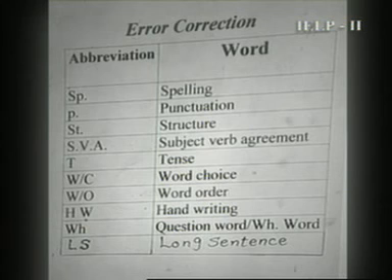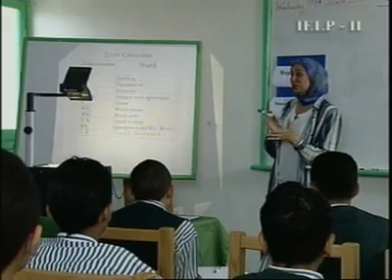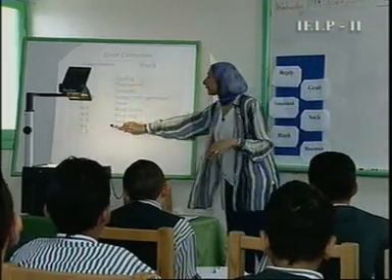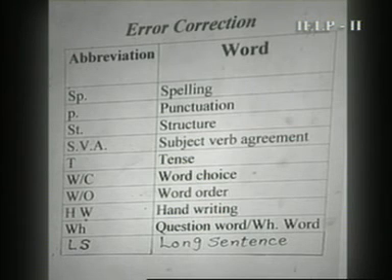WC? All right, WO? Yes, we should pay attention to the word order. HW? Handwriting. WW? Wrong words. And finally? Yes.